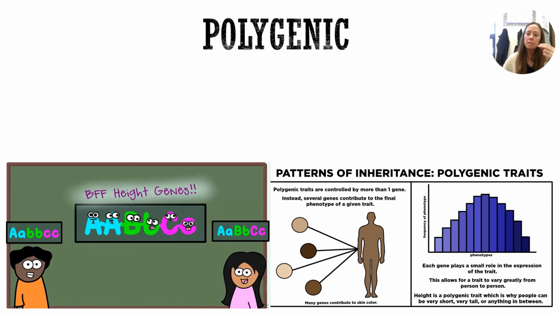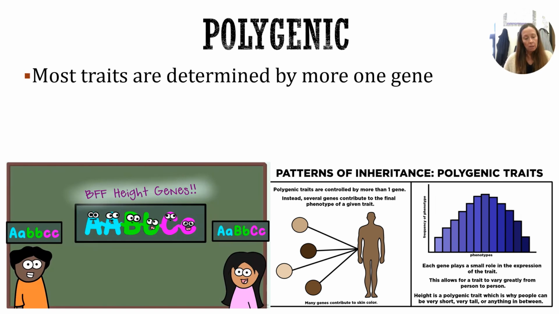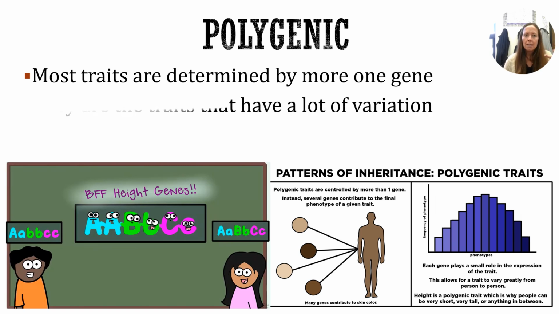Next, we come to the fact that some genes are polygenic. Polygenic means it's more than one gene that's going to control your trait. The other way was more than one allele for a gene. Now we're talking more than one gene for a trait. Polygenic traits are determined by more than one gene, and most traits are going to be polygenic. Most traits have multiple genes that play a role in them.